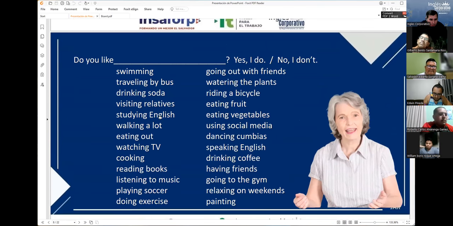We're going to practice with our partners. We're going to ask, do you like? Yes, I do. No, I don't. Swimming, traveling by bus, drinking soda, visiting relatives, studying English, walking a lot, eating out, watching TV, cooking, reading books, listening to music, playing soccer, doing exercises, going out with friends, watering the plants, riding a bicycle, eating fruit, eating vegetables, using social media, dancing cumbias, speaking English, drinking coffee, having friends, going to the gym, relaxing on weekends, painting.